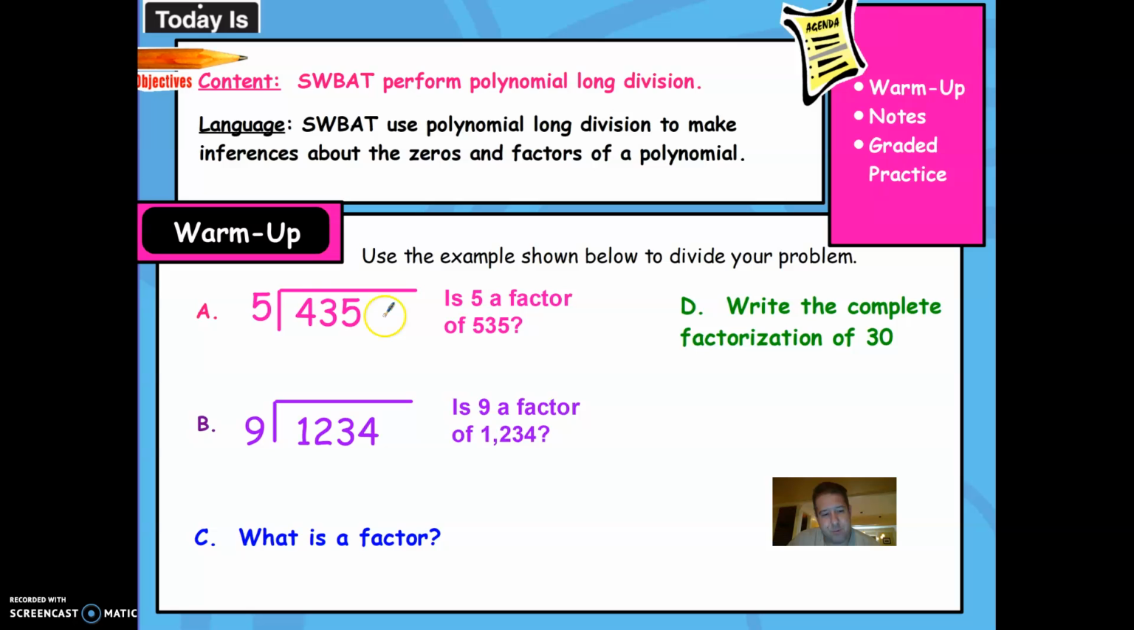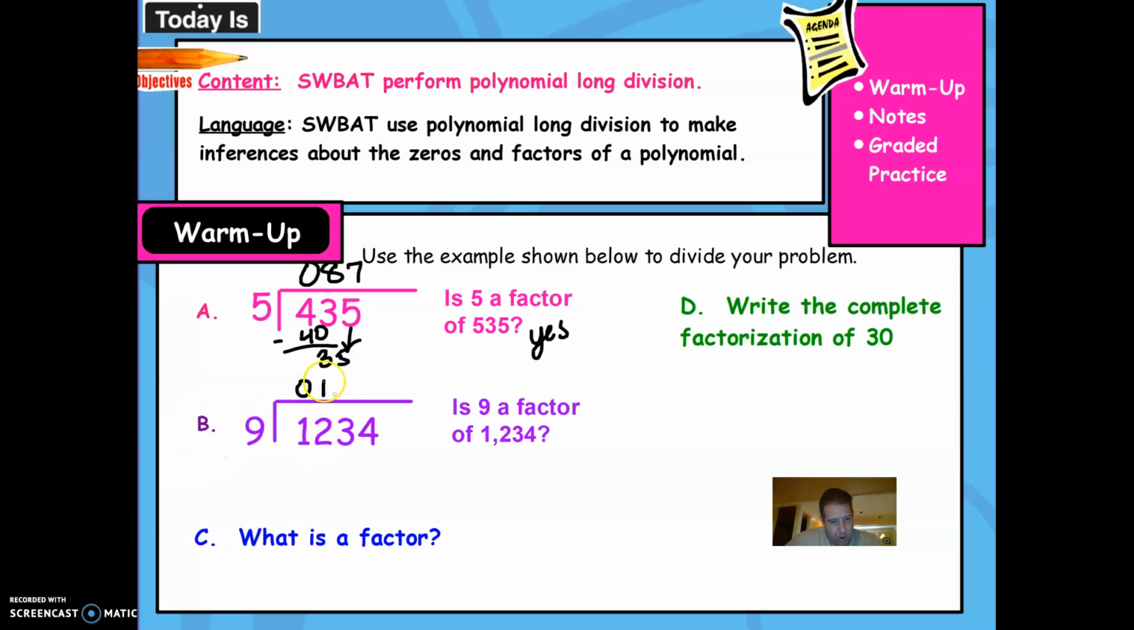Starting off with a pretty quick warm-up with just long division with regular numbers. 5 doesn't go into 4, but 5 does go into 43. It goes in 8 times. 8 times 5 is 40. So that remainder is 3, and bring down your 5. 5 goes into 35 exactly 7 times. So is 5 a factor of 534? The answer is yes, because it did go in evenly, because 5 goes into 35 exactly 7 times, leaving you with no remainder in this case.